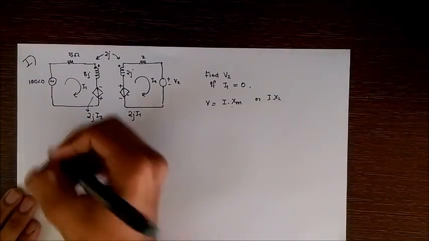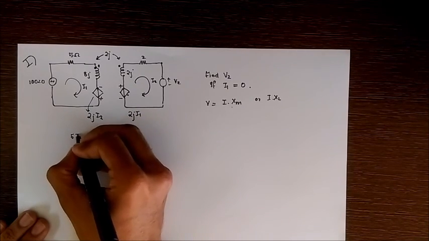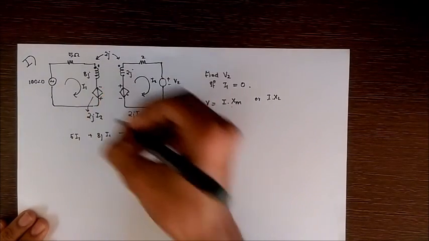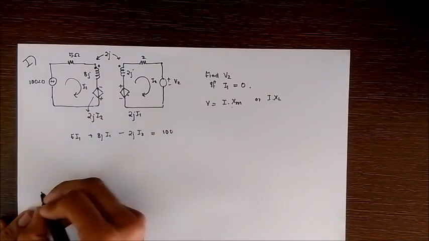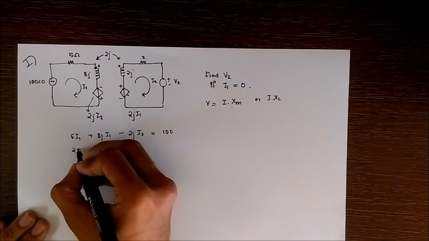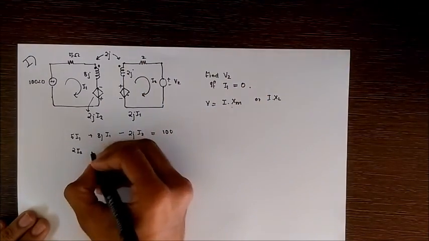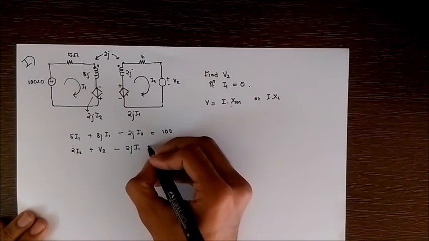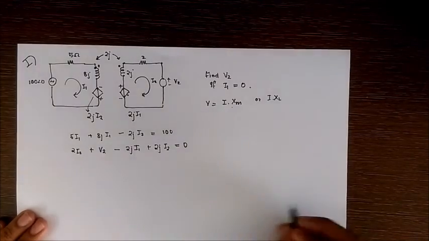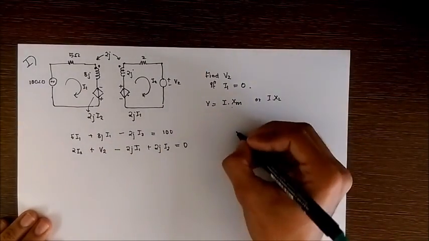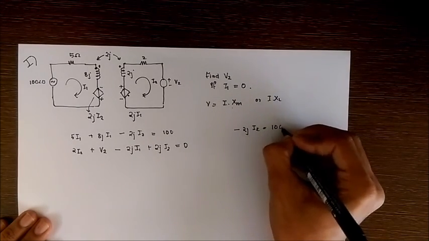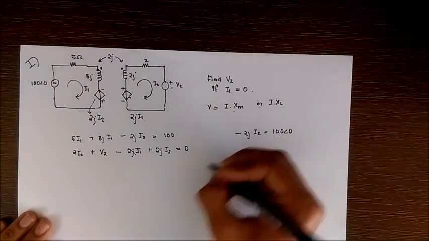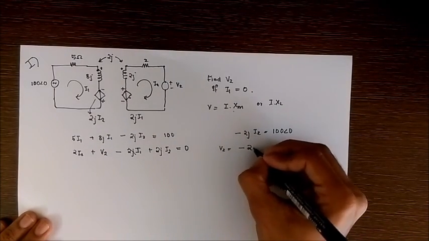Now here we can write the mesh equations. In the first loop we get 5 I1 plus 8J I1 minus 2J I2, this induced source, equal to 100. And in the second loop, we can write 2 I2, I'm starting from this point, plus V2 minus 2J I1 plus 2J I2, equal to 0. Here it is given I1 equal to 0, so this equation changes to minus 2J I2 equal to 100 angle 0.